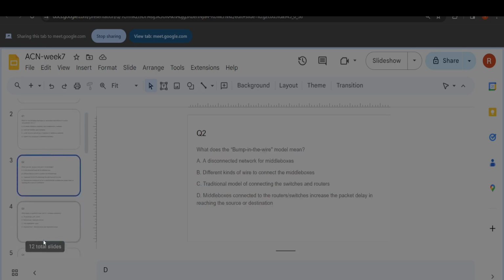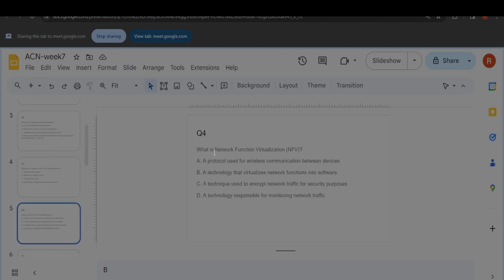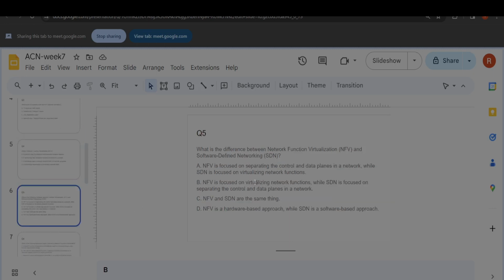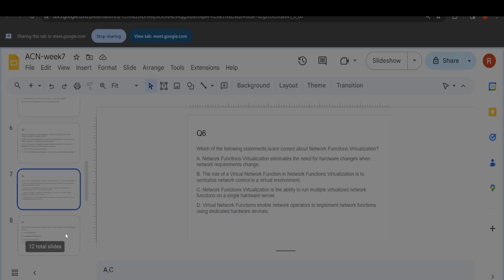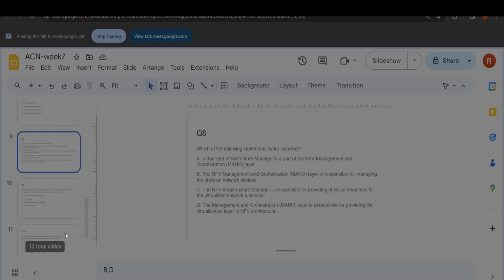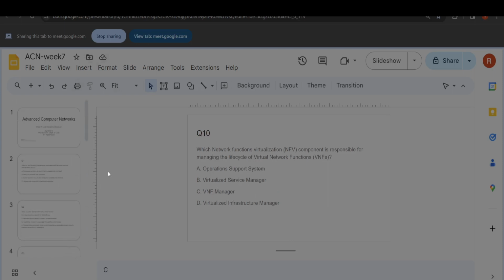Then, what is the bump in the wire model? Another question is what layers of operation NFV addresses. Then, what is network function virtualization? What is the difference between NFV and SDN? And I think a couple of questions were on the NFV architecture or framework. So we can have a look at all that and then come back to the questions. I'll share another screen with that.